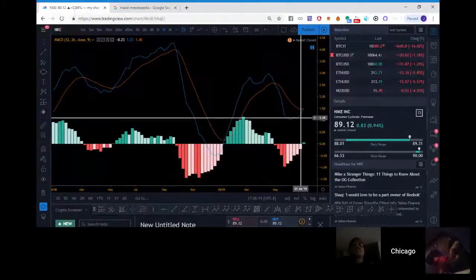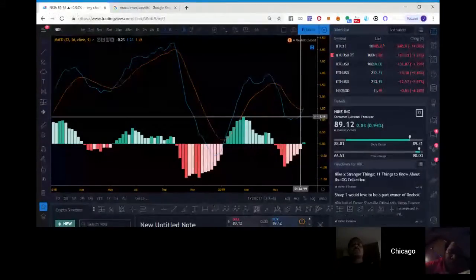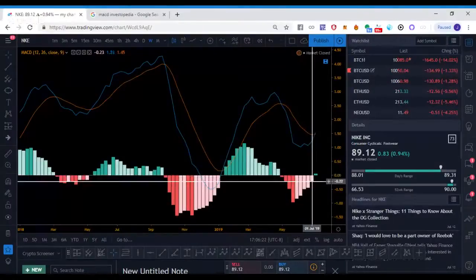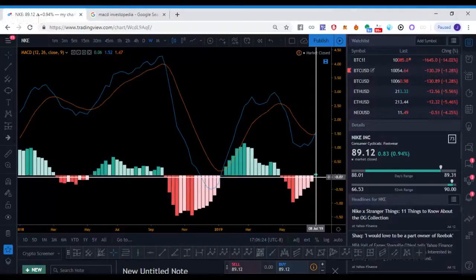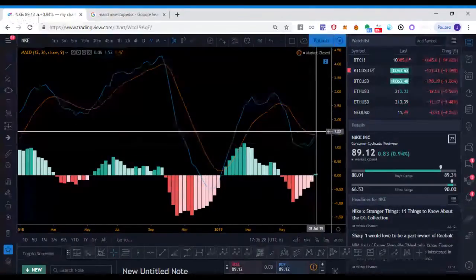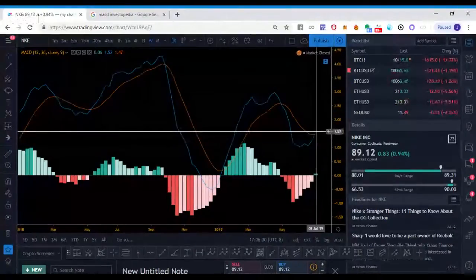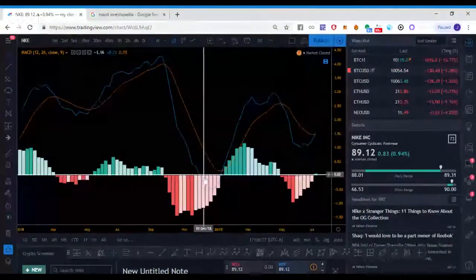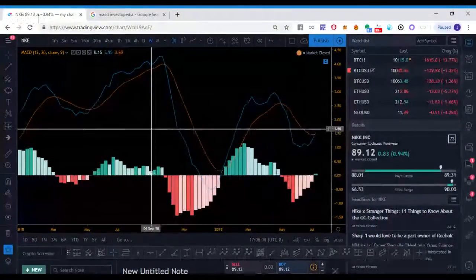Shit, Nike might blast off. To be honest with you, looking at this on a weekly, man, look at this. It just came out of negative momentum. You're just cracking into positive momentum on a weekly, a dark, nice green bar, and you've got the crossover of the MACD and the signal line. Nike damn near be a good entry here. You could still play some. Damn, this right here looks nice. This is a nice MACD.